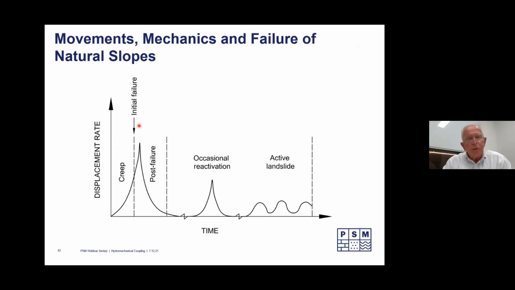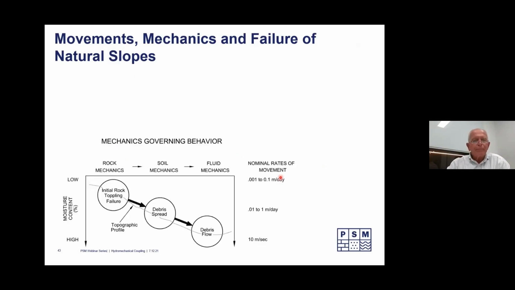There's a fair bit of research on natural slopes, but that's very useful for us because they recognise that displacement rate over time has all of these phases, starting with creep, post-failure, occasional reactivation, then active landsliding. But we need to think about the mechanics that we're dealing with and that's governing behaviour, and also the moisture content changes. So we start here with an initial rock toppling failure and rock mechanics. We're increasing the moisture content as we go through this.